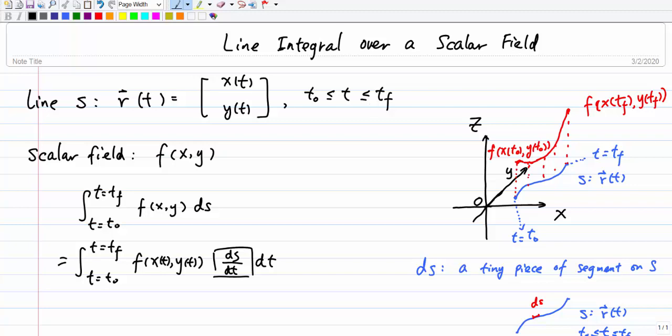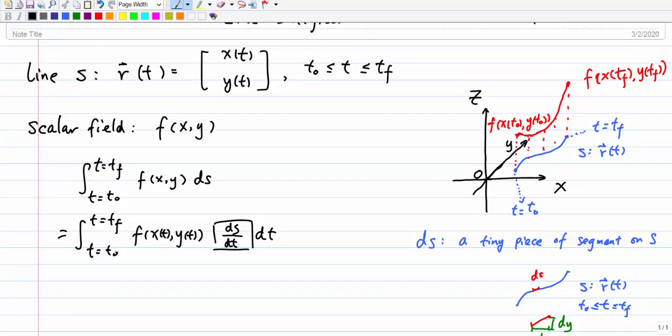On the right-hand side we show a picture of the setup. We're given a line S represented by its parametric form x(t), y(t). This blue line represents the starting point and ending point. For each point on the line, we define a scalar f(x,y). This can be considered, for example, as the height associated with every point.